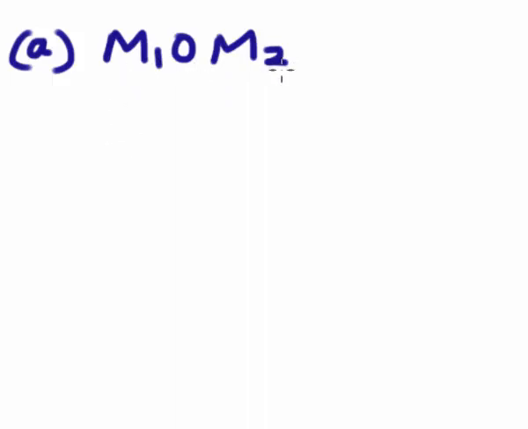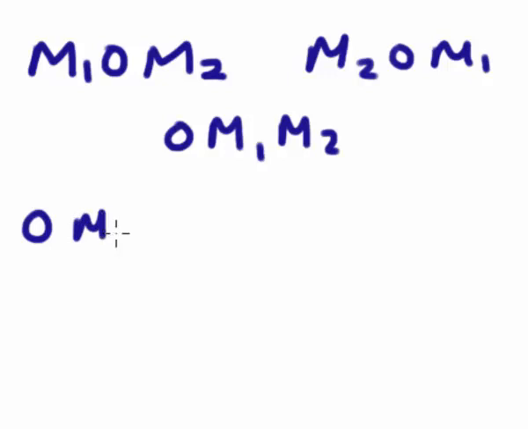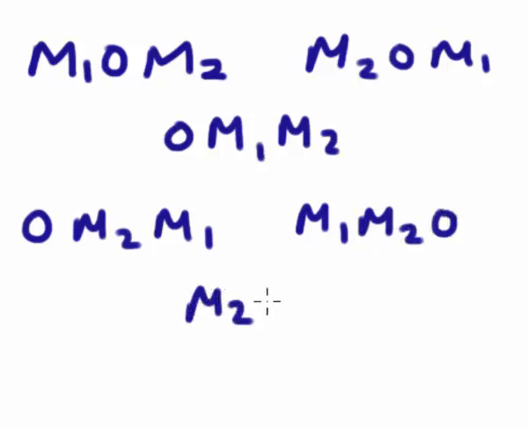We could have M1 O M2, or we could go M2 O M1. So we can swap those two around. We could also have O M1 M2, then O M2 M1, then M1 M2 O, or M2 M1 O. And there's actually six possible word arrangements that can be made. They don't have to make sense, it's just the arrangement of the letters in the word.